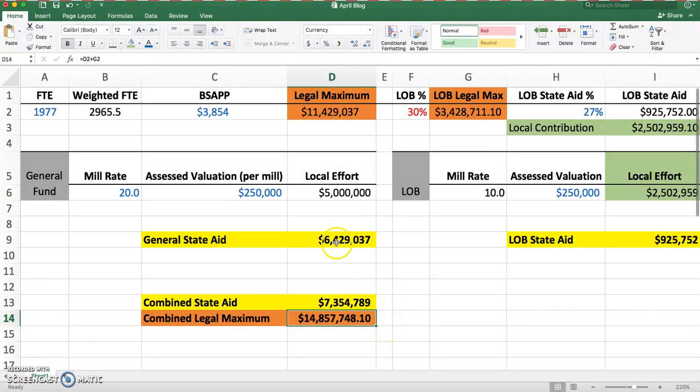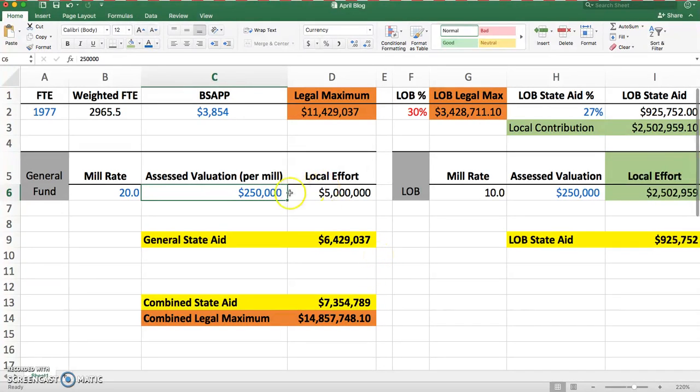Now the difference, of course, is for the state. The state of Kansas loves when assessed valuation goes up because it means more local effort. As you can see, if I quickly undo that, local effort was 3.3 and it climbed to 5 million there. So the state of Kansas is kicking in now less. They absolutely love this. Okay?